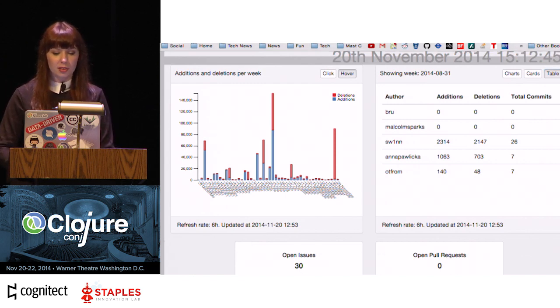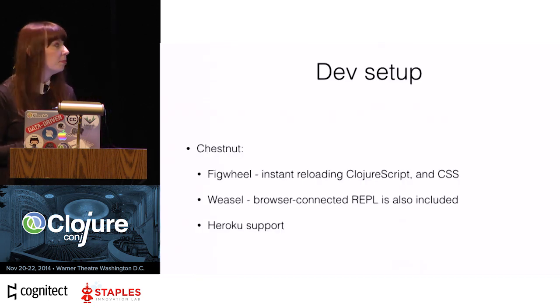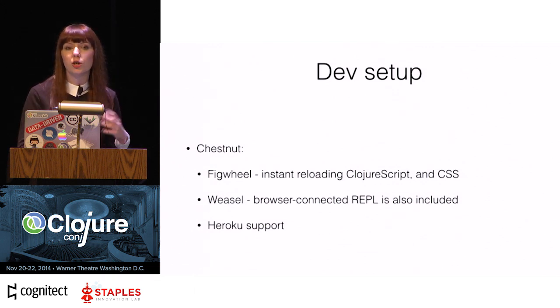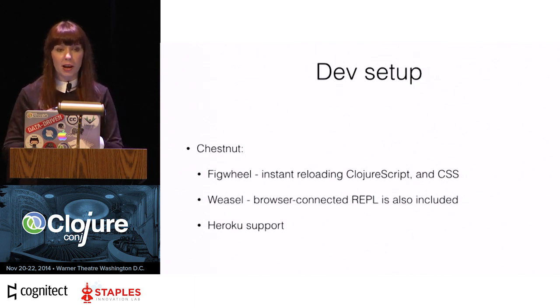So I'm going to show you what I used to actually build that. For my dev setup, instead of creating the project structure myself, I used a Leiningen template called Chestnut. Chestnut is awesome. It includes Figwheel. Figwheel automatically reloads your ClojureScript and CSS. So whenever you save your changes, it actually refreshes everything in the browser for you. You don't have to actually go to the browser and refresh it manually. And it includes Weasel as well, which is a browser-connected REPL. And everything is nicely built around it. So I highly recommend it.